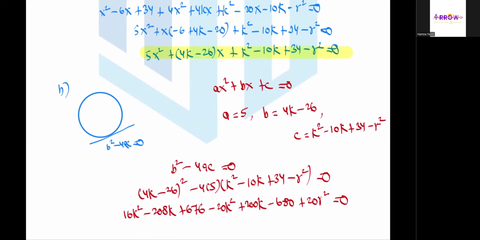The nature of the roots concept which you have studied in P1, those concepts are being applied over here. So line is basically the tangent to the circle.